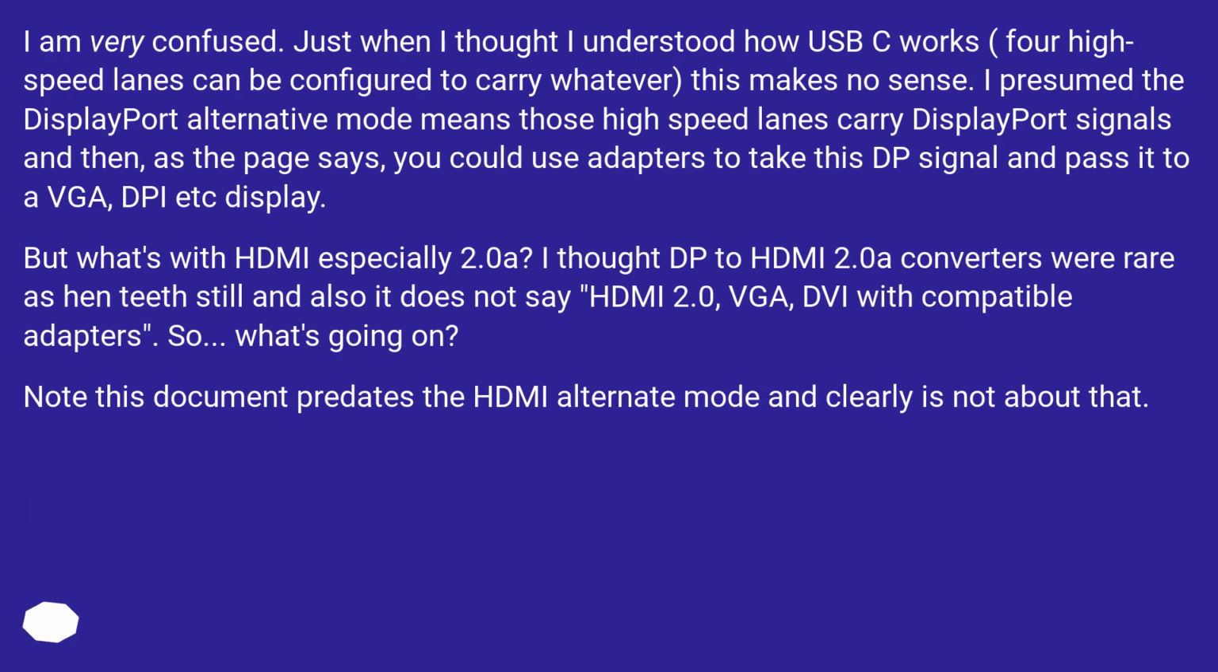I am very confused. Just when I thought I understood how USB-C works, 4 high-speed lanes can be configured to carry whatever, this makes no sense. I presumed the DisplayPort alternative mode means those high-speed lanes carry DisplayPort signals and then, as the page says, you could use adapters to take this DP signal and pass it to a VGA, DVI etc. display. But what's with HDMI, especially 2.0a?